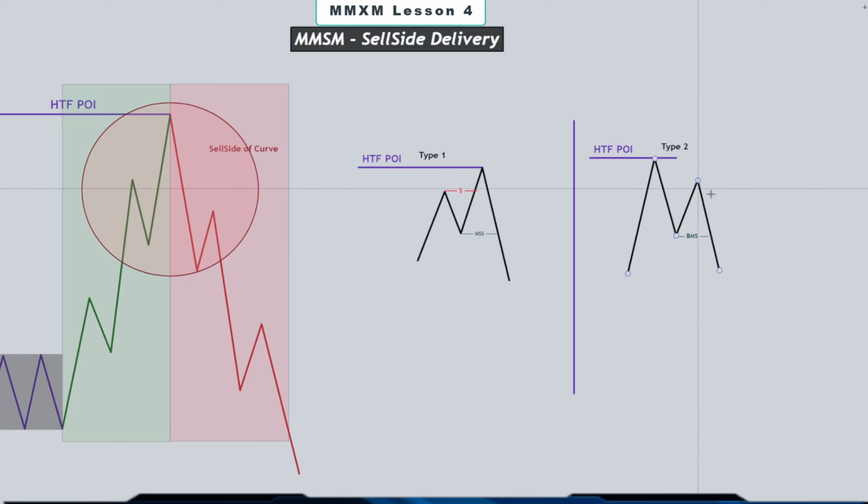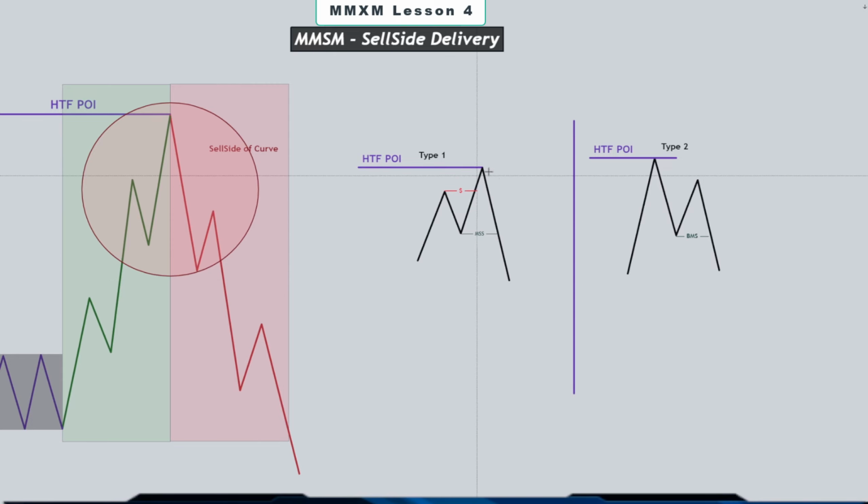When we are using type 2, we want to see that the correlated asset, for example let's say this is NQ and this is ES, has created this type of reversal where it has created a high, low, higher high, and the other correlated asset has created a high, low, lower high, lower low. Okay, that way.